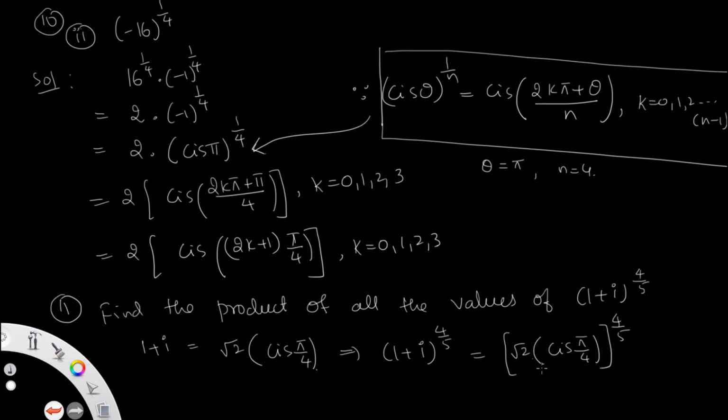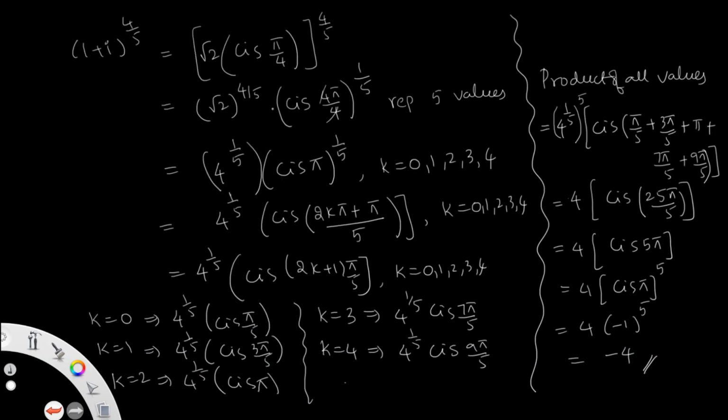So root 2 into cis of pi by 4, whole to the power of 5, whole to the power of 4 by 5. Then root 2 power 4 by 5 into cis of 4 pi by 4. Only the number will join with the argument, 1 by 5 represents 5 values. So this is nothing but cis pi whole to the power of 1 by 5.